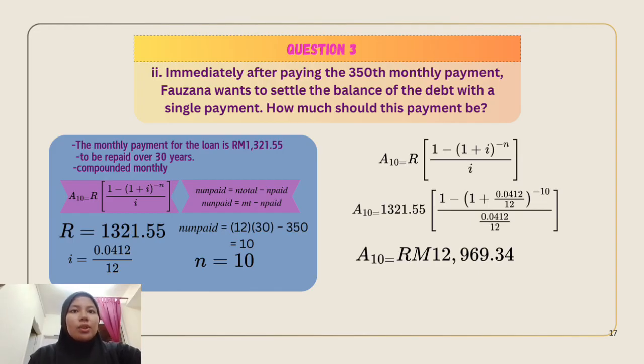So the I equals 0.0412 per 12. The formula that I use is A equals R bracket 1 minus open bracket 1 plus I close bracket to the negative power of N per I close bracket. So I just fit in the formula with the information that I just pulled out. So A equals 1,321.55 open bracket 1 minus open bracket 1 plus 0.0412 per 12 close bracket negative 10 per 0.0412 per 12 close bracket. After I calculate all of the formula, I got RM 12,969.34.